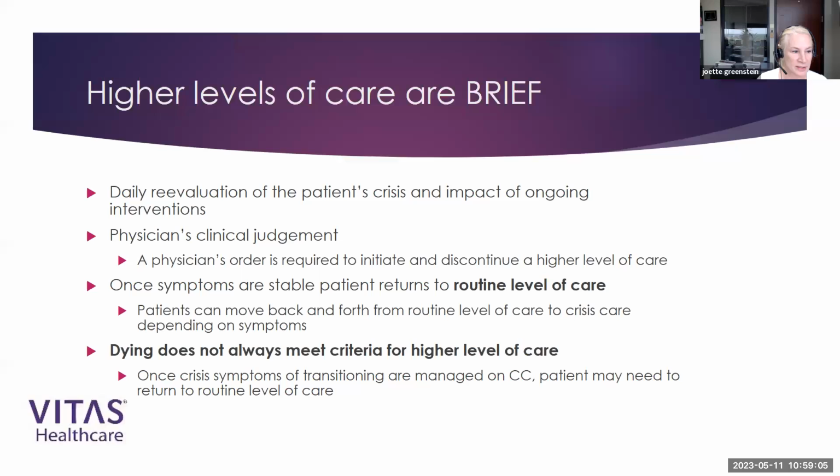So we may have a patient that's transitioning and they have a high respiratory rate and they're in pain. That's an uncomfortable death. We put them on crisis care, put a nurse at the bedside, and get their symptoms well managed. Now they're breathing at a respiratory rate of 18 and their vital signs are stable and they just need turned every 2 hours. Well, we may need to put them back to routine level of care at that point. But then they start 2 days later having lots of secretions. So then we could bump them back up to crisis care to manage that crisis.